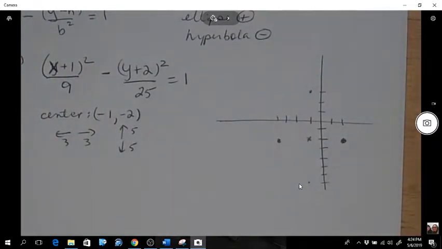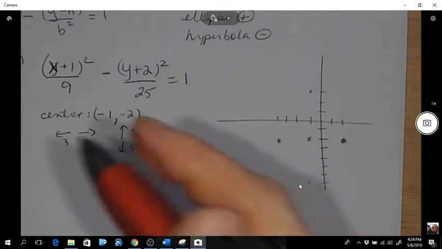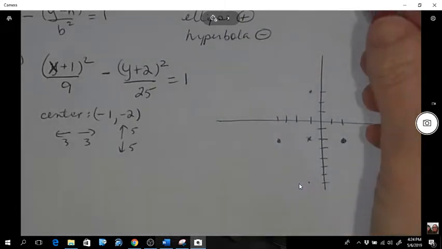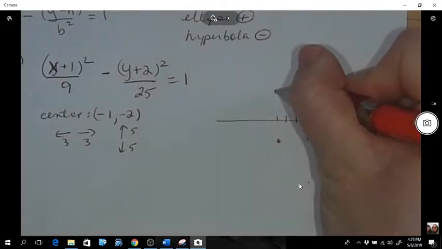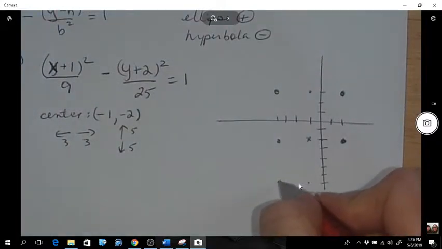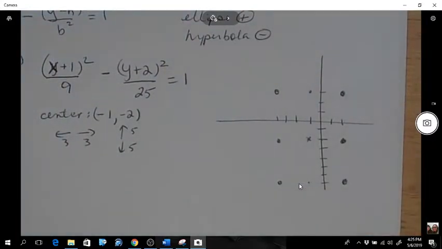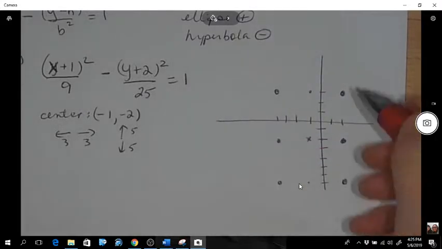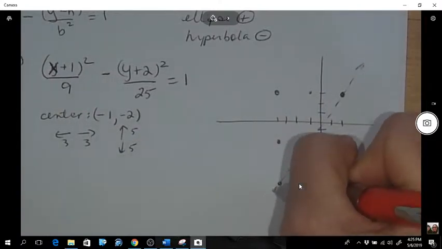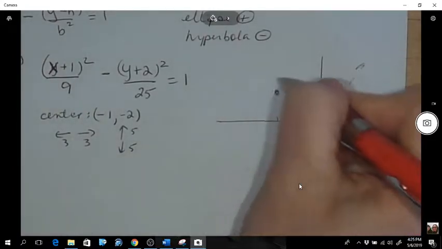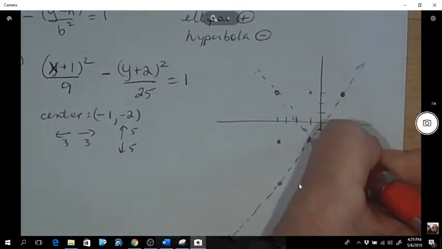Okay. Now, before with the ellipse, we would have just connected the 4 points, but that's different in a hyperbola. You actually don't want those 4 points particularly. You are going to use those to make a box. So my box corners would go there, there, there, and there. Okay, so make a box, and now you're going to draw asymptotes that go through those corners, and obviously also through the center.